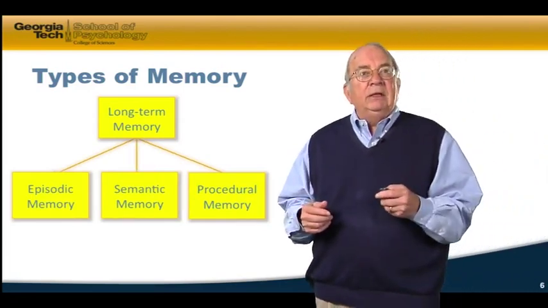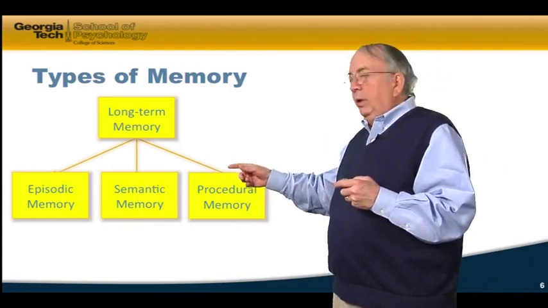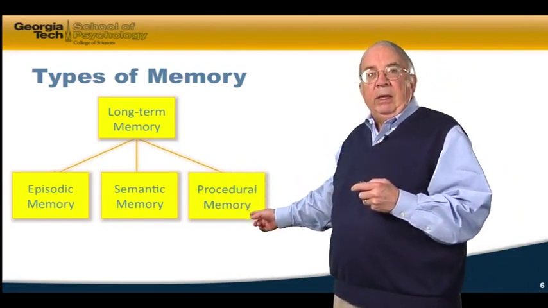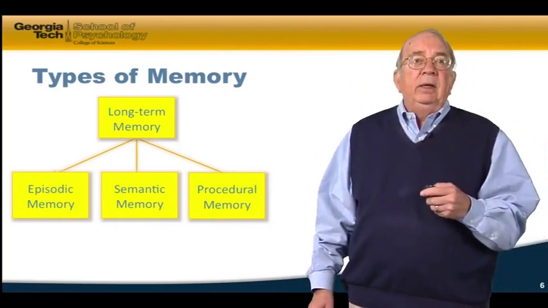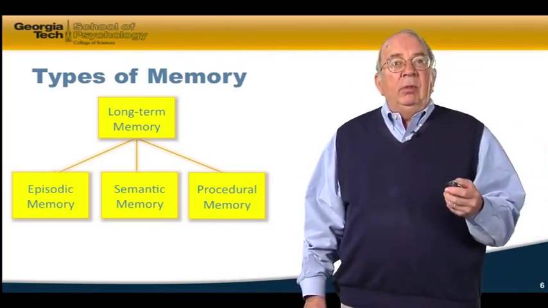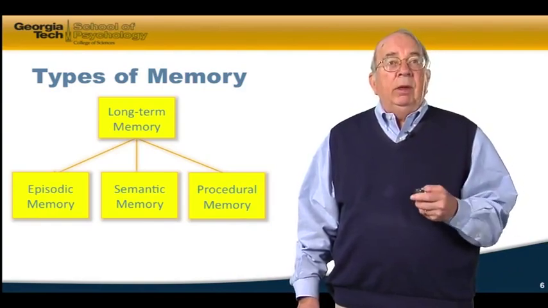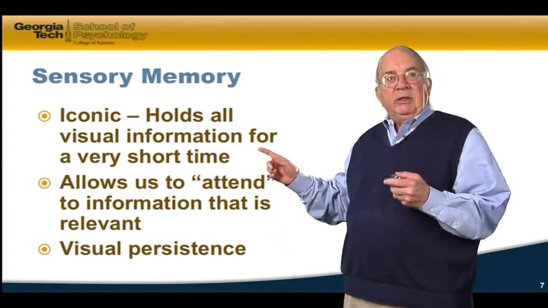And then we have different kinds of long-term memory. We have episodic memory, we have semantic memory, and we have procedural memory. Procedural memory we talked about in the last video. Episodic memory, semantic memory, procedural memory are different kinds of long-term memory. Now I want to talk a little bit more in detail about sensory memory.